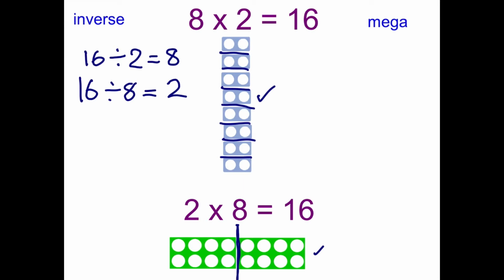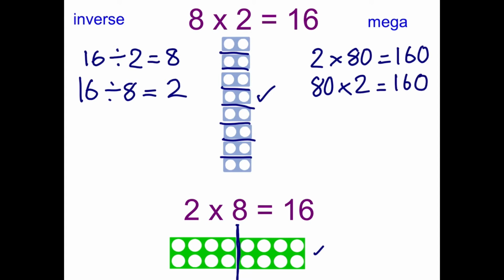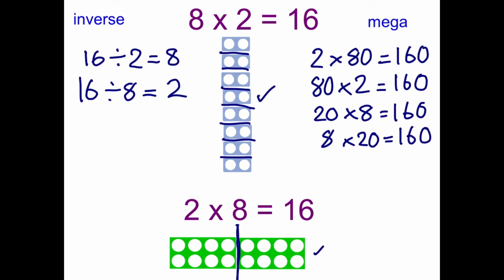And for a mega fact, let's do double 80. So 2 sets of 80 would make 160, or 80 sets of 2 would also be 160, or let's swap it around, put the 0 there, 20 times 8, or 8 times 20 would all be 160.